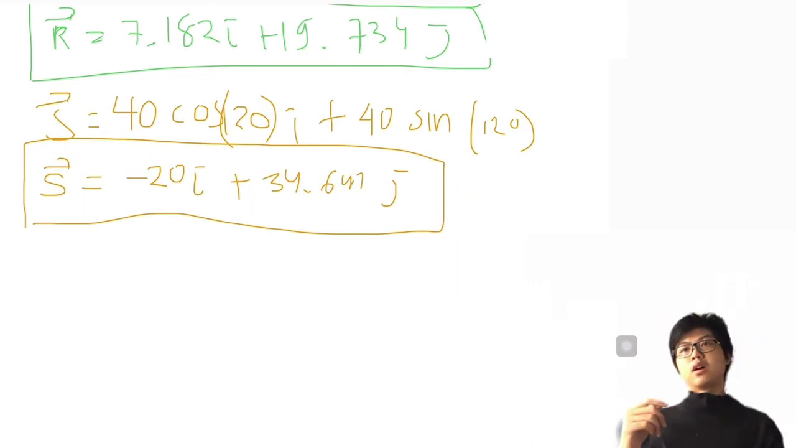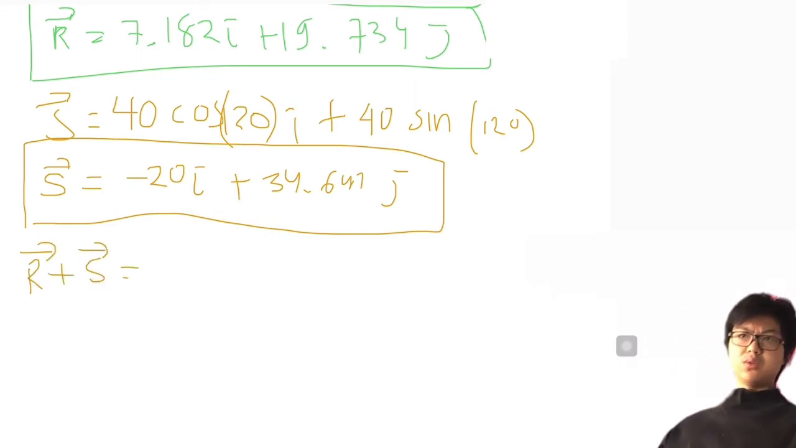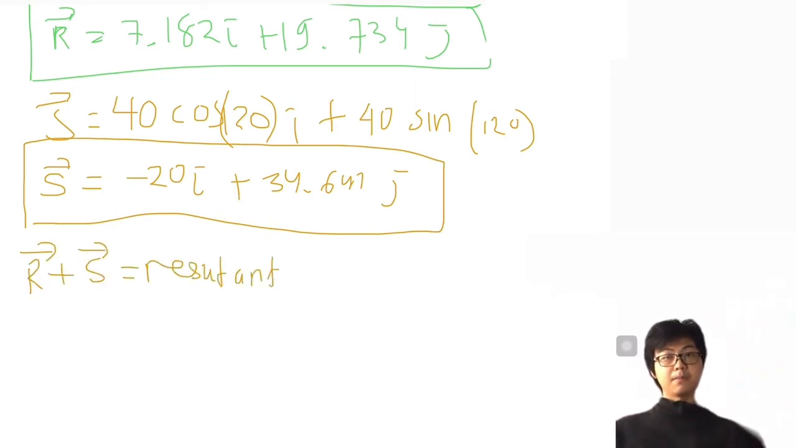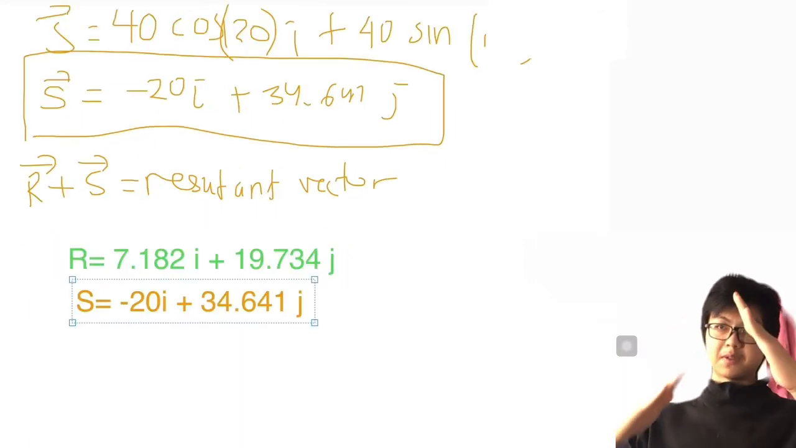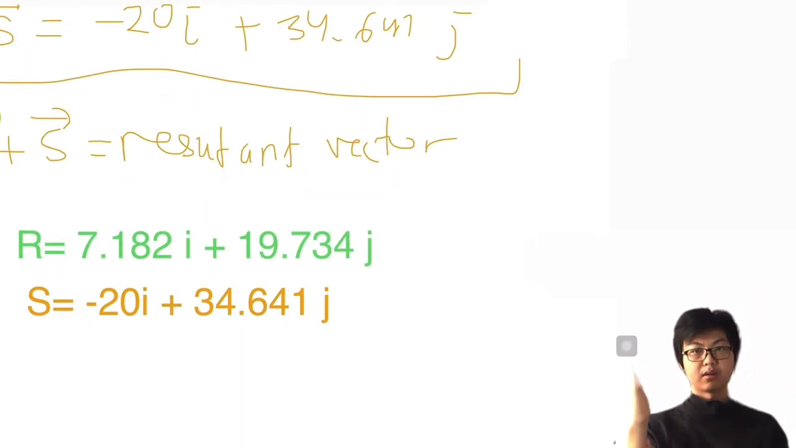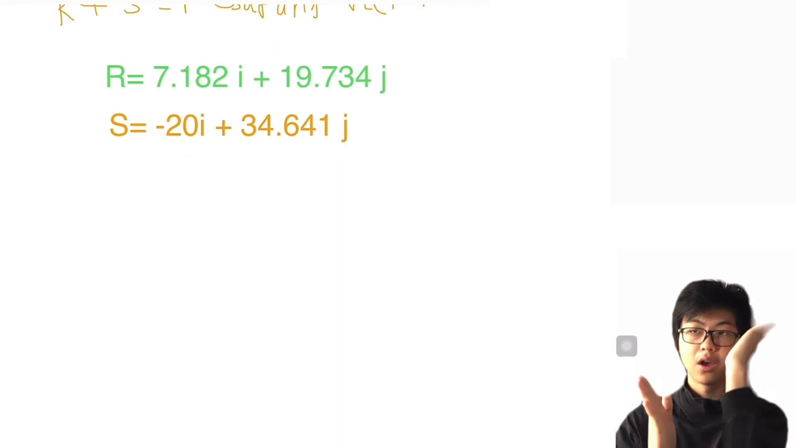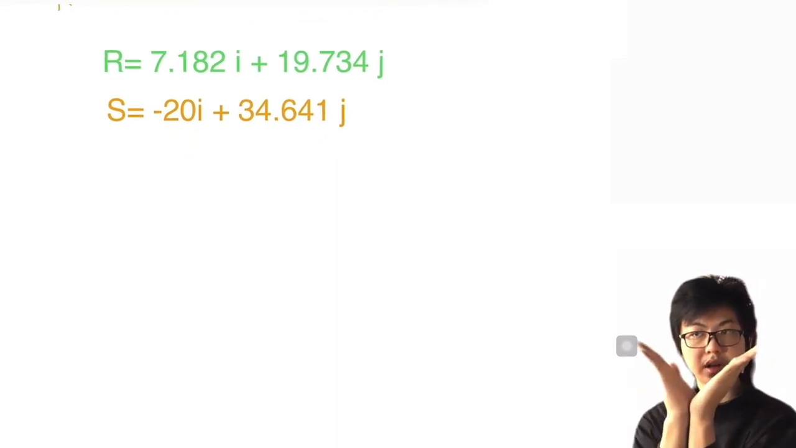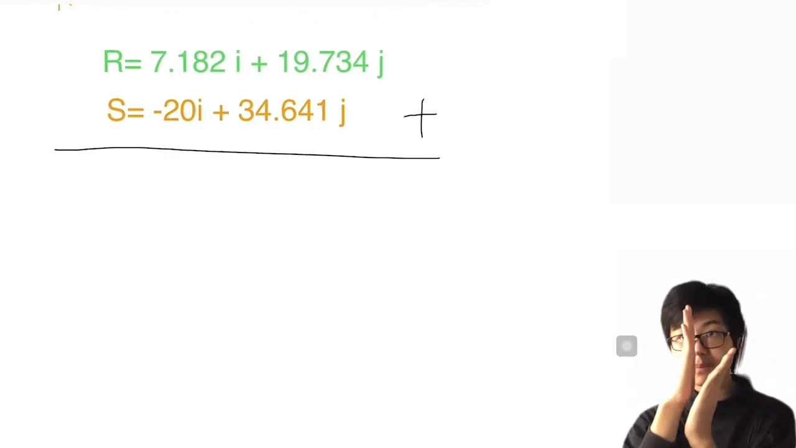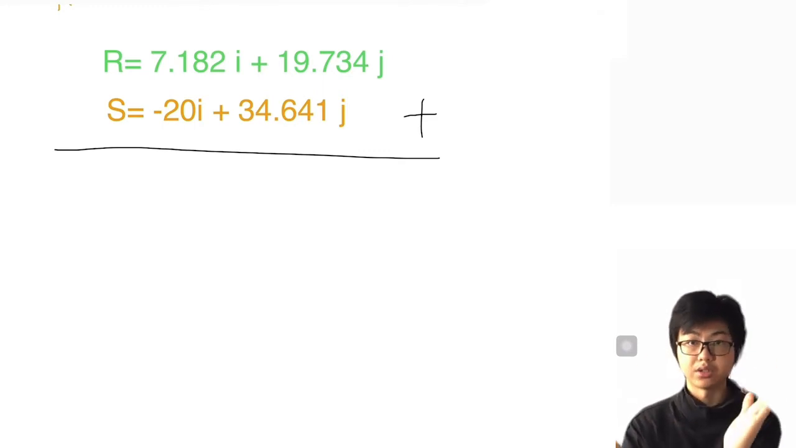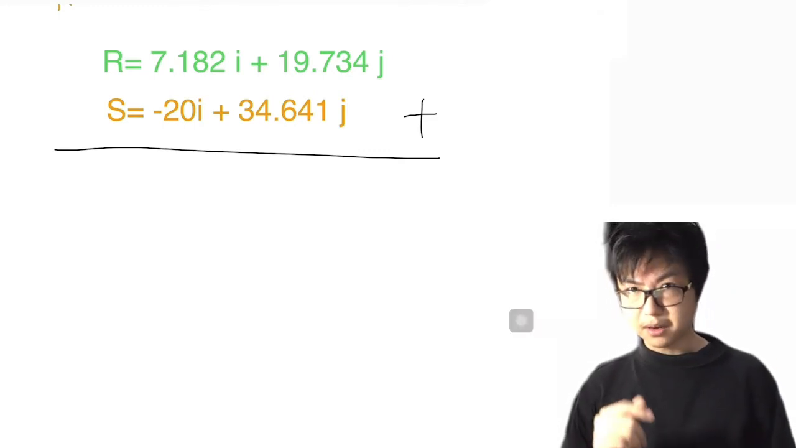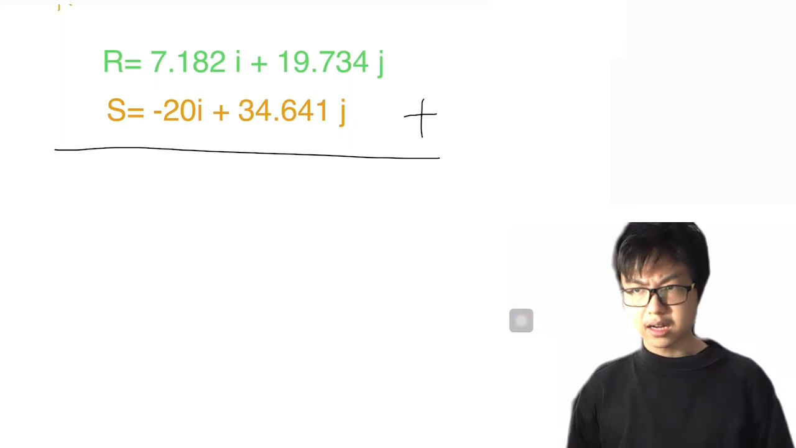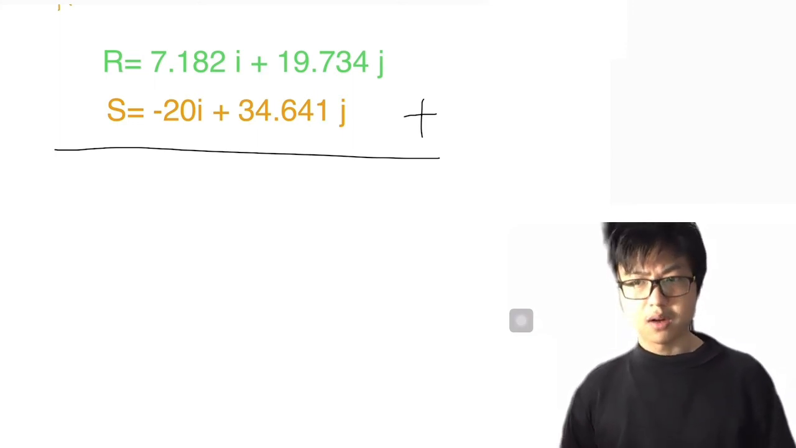Now, what is the next step? What should we do on this one? You just have to add r plus s, because vector r plus vector s equals the resultant vector. If you have one going in that direction and the other going in that direction, then what is going to be in the middle? It's just the addition. So basically, for vector r and vector s, we have to add the components of those vectors.